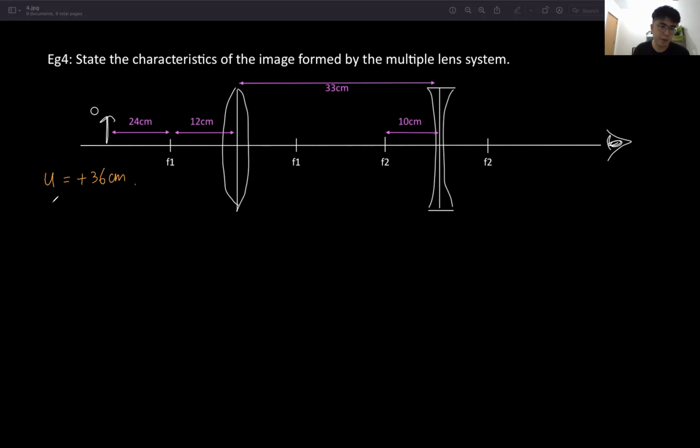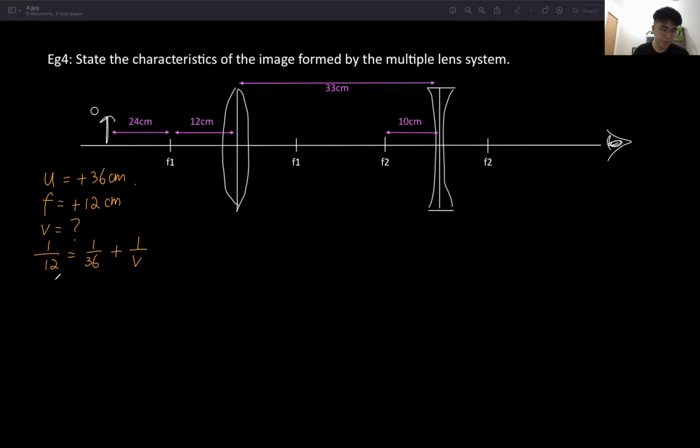Then we have the focal length of the first lens, f1. It's a convex lens, so it's a positive 12 cm. And we want to find V. So we do 1 over 12 equals 1 over 36 plus 1 over V.